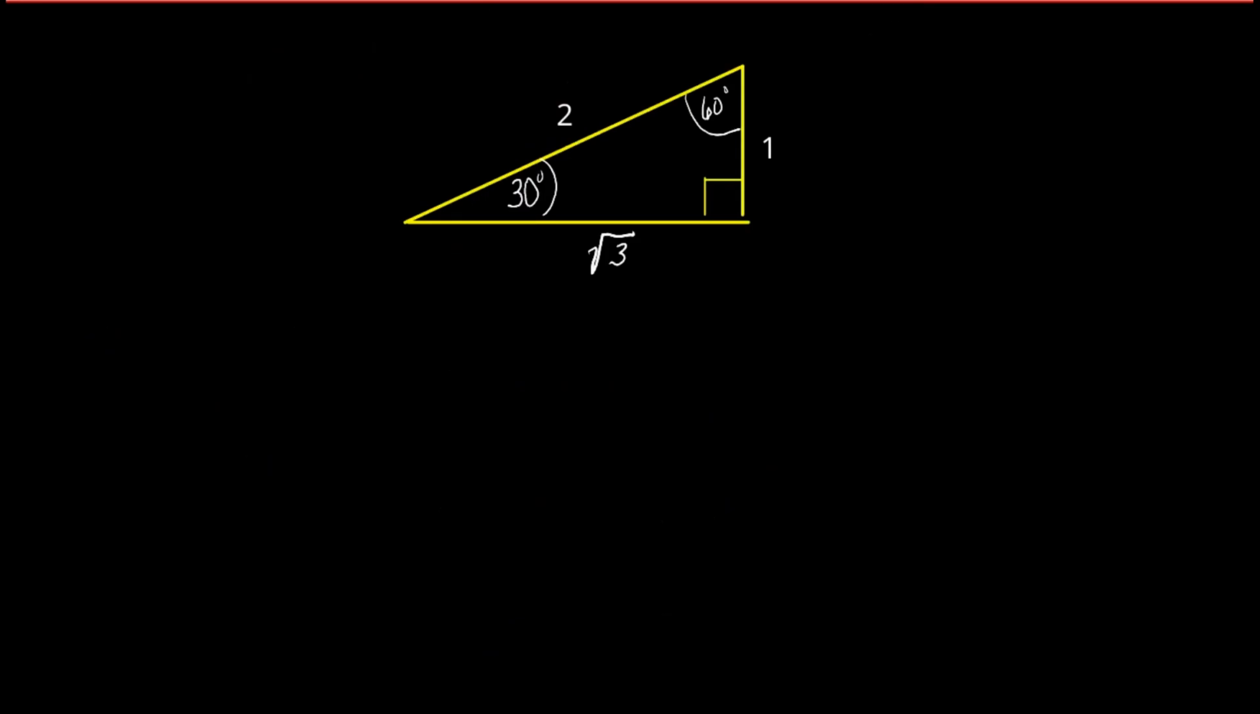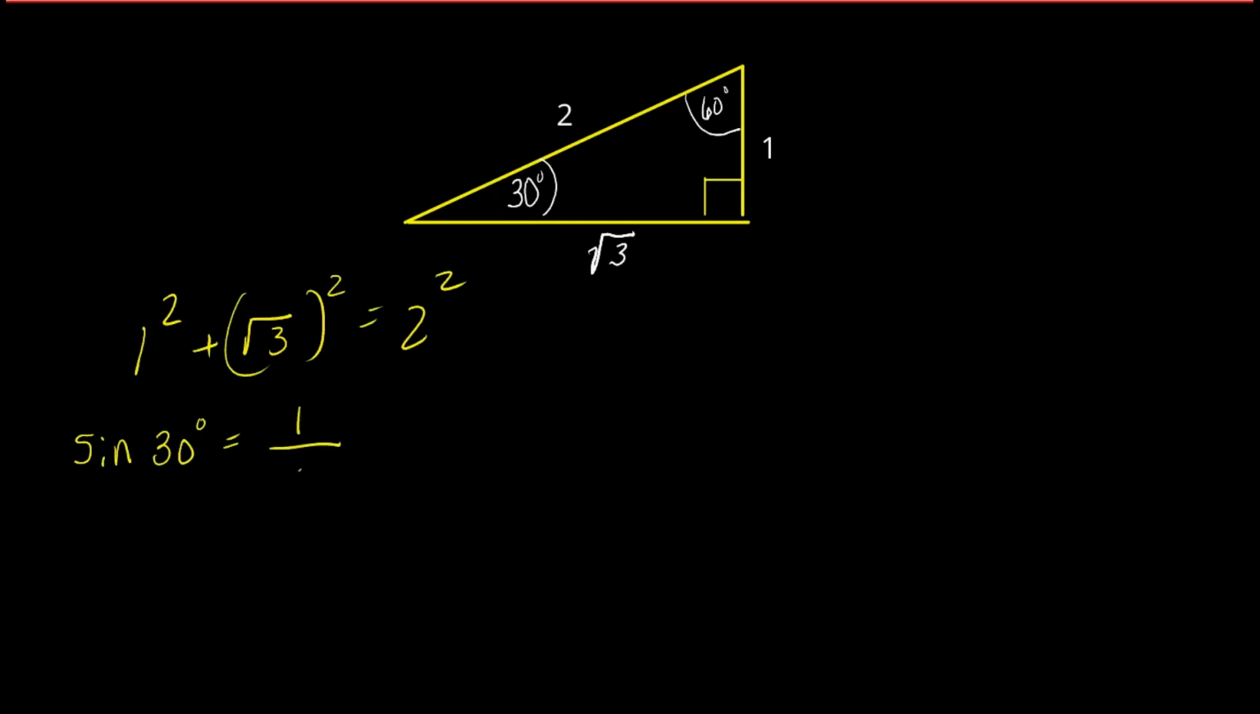Let's look at a 30-60-90. Okay, so if I'm using sine of 30, that's going to be the opposite over the hypotenuse. Okay, so the opposite is 1, hypotenuse is 2.